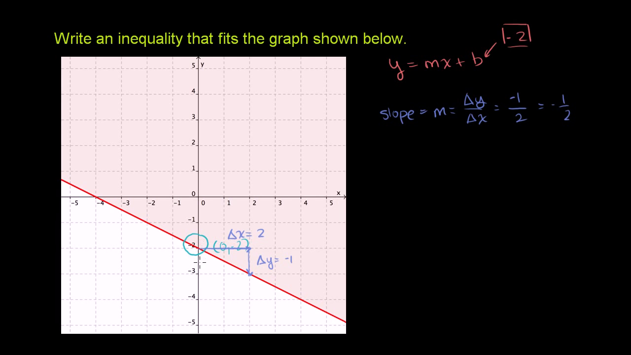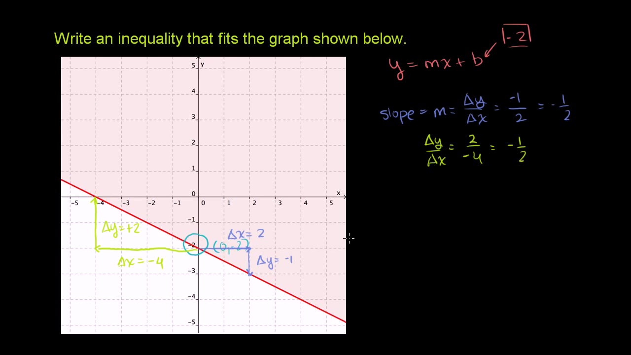And just to reinforce that you could have done this anywhere, you could have said, hey, what happens if I go back 4 in x? So if delta x is equal to -4, then delta y is equal to positive 2. And once again, delta y over delta x would be positive 2 over -4, which is also -1/2. I just want to reinforce that. It's not dependent on how far I move along in x or whether I go forward or backward. You should always get the same slope.